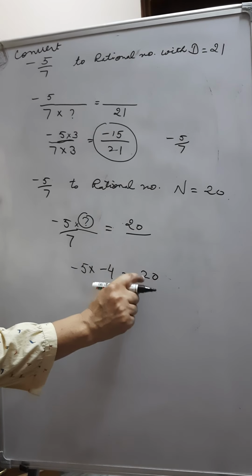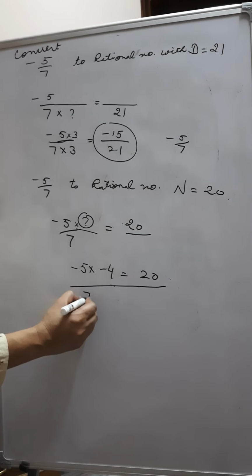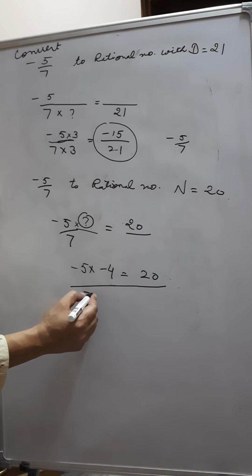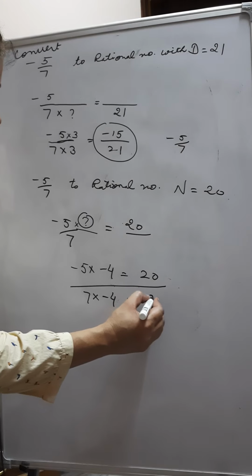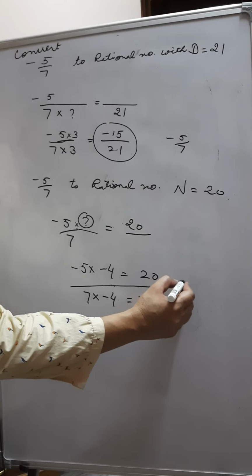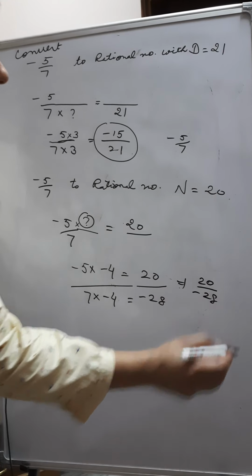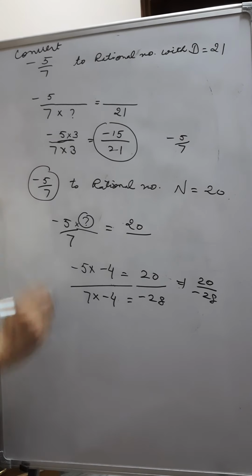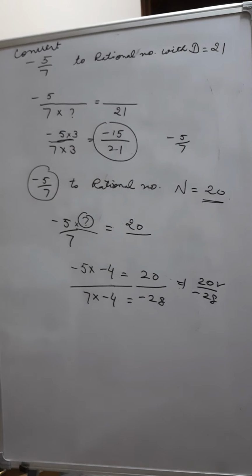The sign of 20 isn't written, it is plus. In the same way, if the numerator is multiplied by some number, the same number is multiplied in the denominator. It is 7 into minus 4, which is minus 28. So 20 over minus 28 is the equivalent fraction of minus 5 over 7 with the numerator 20, the condition which is given to us. Follow my point?